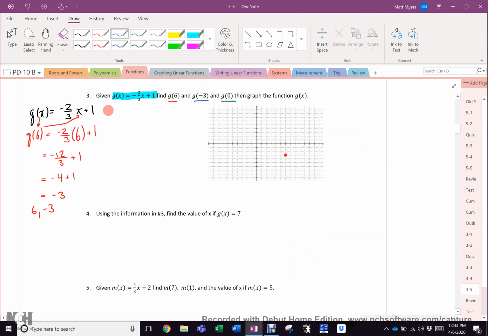G of negative 3 this time. So I don't want the g of x. I want the g of negative 3. Negative 2/3, not x, negative 3 plus 1. Negative 3 and 3 cancel. 3 and 3 cancel. Negative and negative cancel. And I'm left with 2 plus 1, which is 3. So negative 3 is my x, and positive 3 is my y. 1, 2, 3, 1, 2, 3.